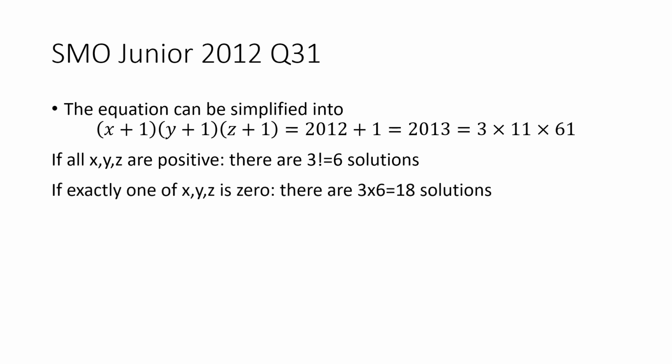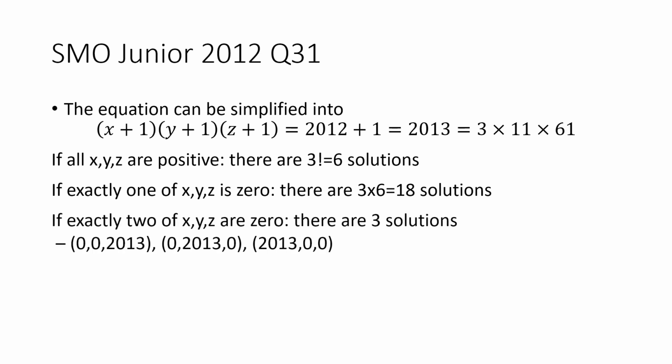Second case is if exactly one of them is 0. And there are 3 times 6 solutions because there are 3 possibilities of the 0 occurring in the set x, y, and z. And then 6 is because for the remaining 2 of x, y, or z, there are 6 possible sets for these numbers. So it adds up to 18 solutions.